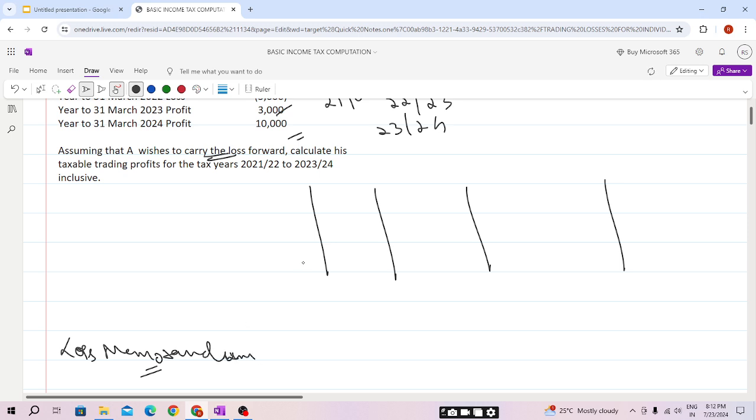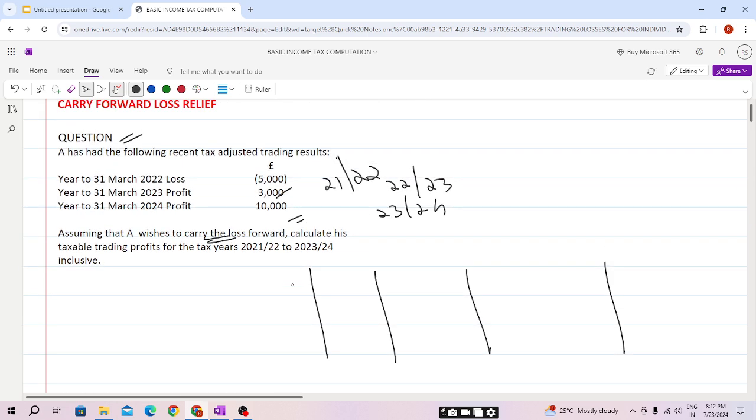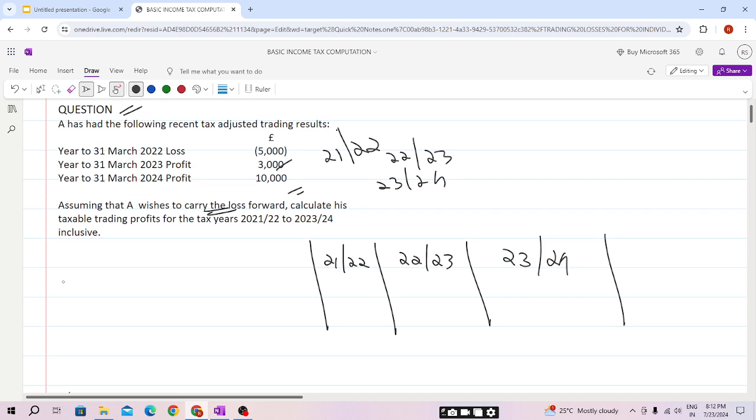Loss memorandum. We need to always use this format, the columnar approach, for the tax years 21-22, 22-23 and 23-24. Our trading income will be, students, we need to calculate the trading taxable profits. For 21-22 we incurred a loss and this has been carried forward. For 22-23 it is 3,000, and 10,000.